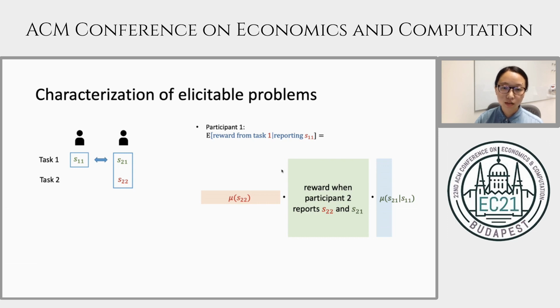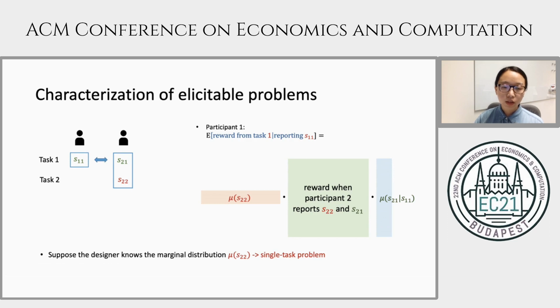Because task 2 is independent from task 1, this will just be equal to the marginal distribution of S22. And the vector on the right represents his belief about S21, so it's just the posterior conditioning on the signal S11. So his expected reward is equal to this matrix, first left multiplied by μ_{S22}, and then right multiplied by the posterior.